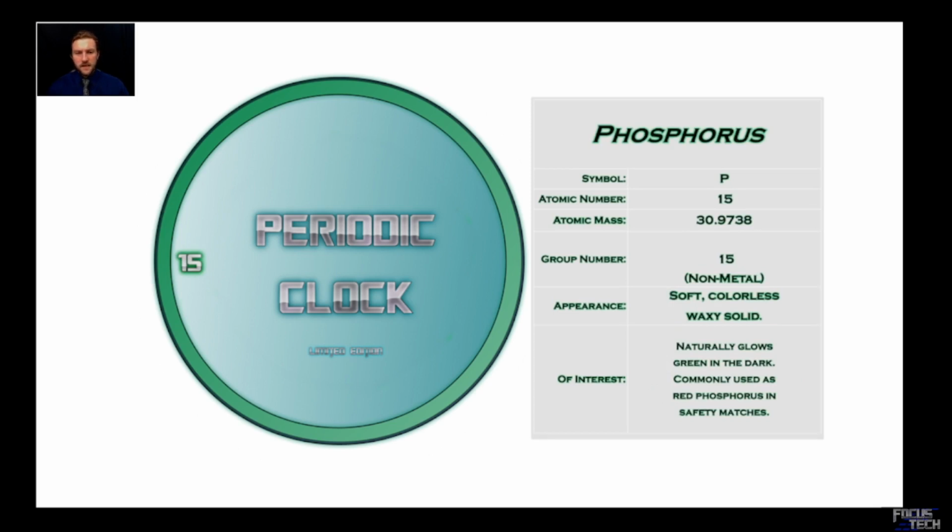Phosphorus, number 15. So phosphorus is a non-metal. It is usually a soft, colourless, waxy solid. And in terms of its main uses, it's very common in red phosphorus, so safety matches. And we also have phosphorus in DNA that naturally has a sort of green glow to it.